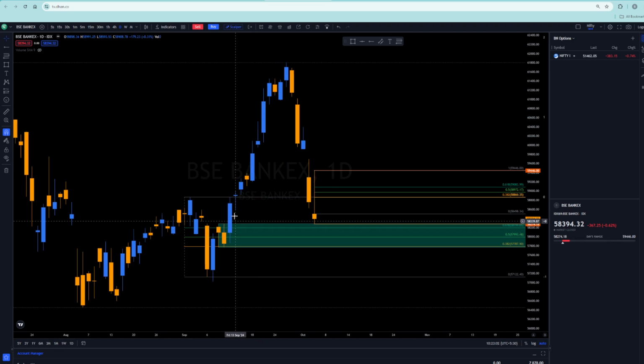So yeah, and then this fair value gap which is there, I think market has closed it last week, so I think no point marking it. So daily पे यही है levels. Let's look at 4 hours.